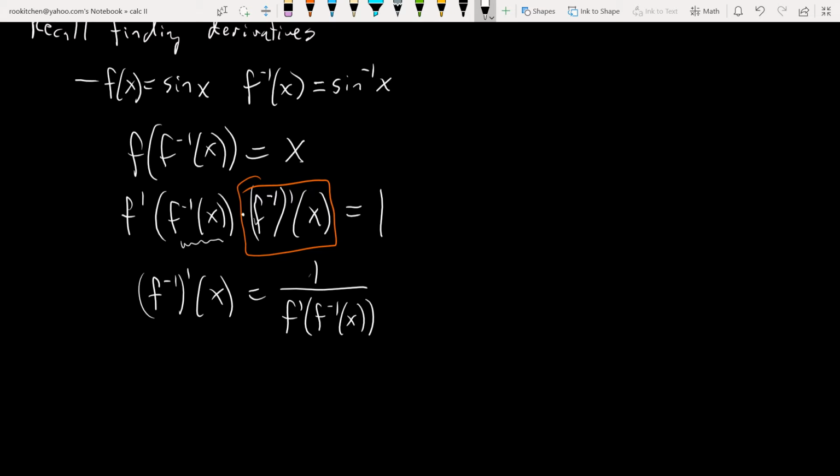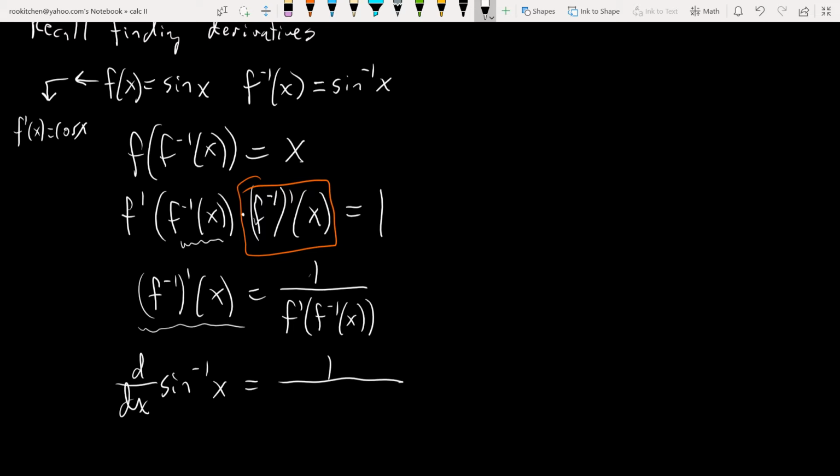First off, f prime of x, of course, is cosine x. We know that from Calc 1. So we have the derivative basically of sine inverse, which is what this stands for. We could rewrite it as the derivative with respect to x of sine inverse of x is equal to 1 all over f prime, which is cosine of f inverse, which is sine inverse of x.